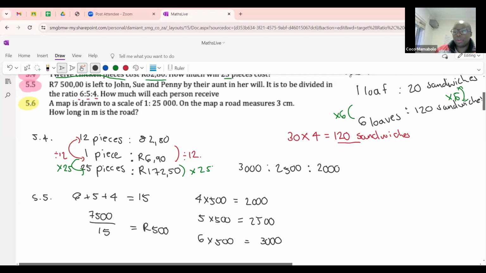Okay, Uma, are you ready for 5.6? This is a scale question, but it actually is a ratio question as well. It says here, a map is drawn to a scale of 1 is to 25,000. On the map, a road measures 3 centimeters. How long in meters is the road? This is more of a geography question. So if 1 centimeter equals 25,000, then you multiply 25,000 by 3.